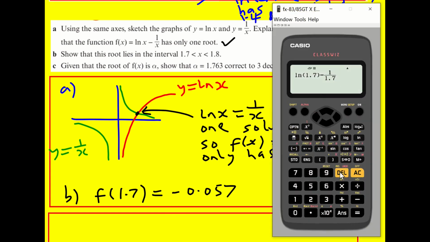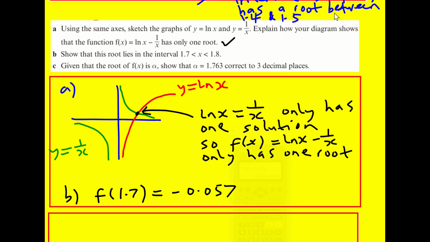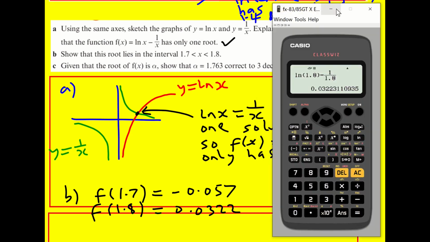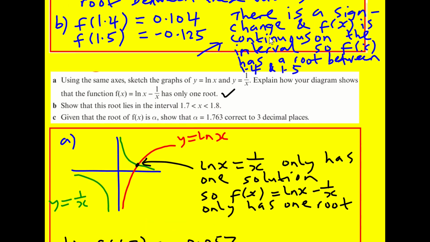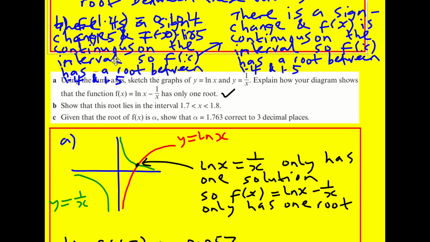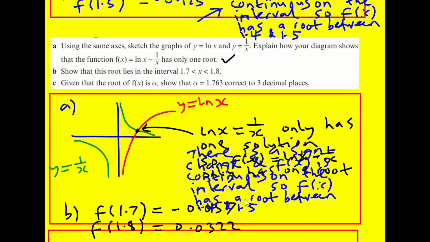And if I do the same with 1.8, 0.0322. So again, I've shown that one's negative, one's positive. I'm going to basically do a carbon copy conclusion.